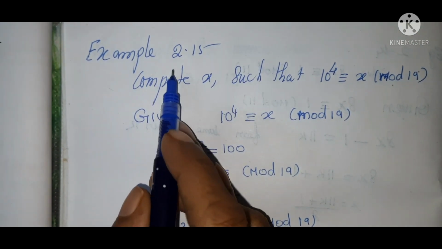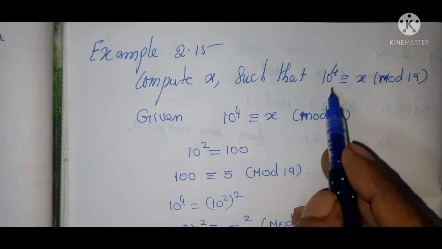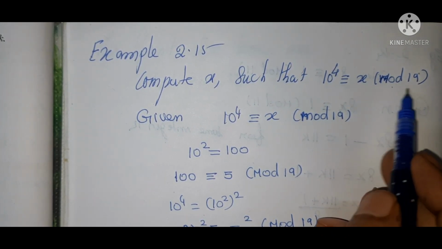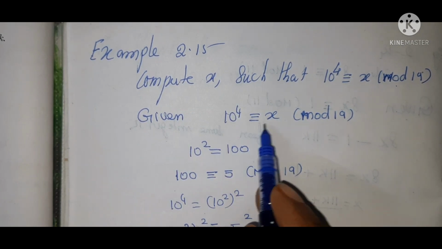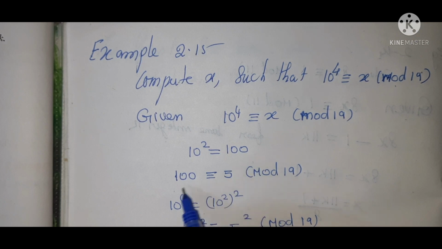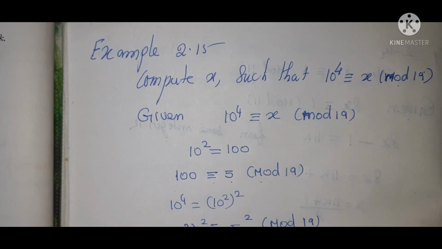Example 2.15. Compute x such that 10 power 4 is congruent to x mod 19. Given 10 power 4 congruent to x mod 19. 10 power 2 is 100. When 100 is divided by 19, we get the remainder 5. So 100 is congruent to 5 mod 19.